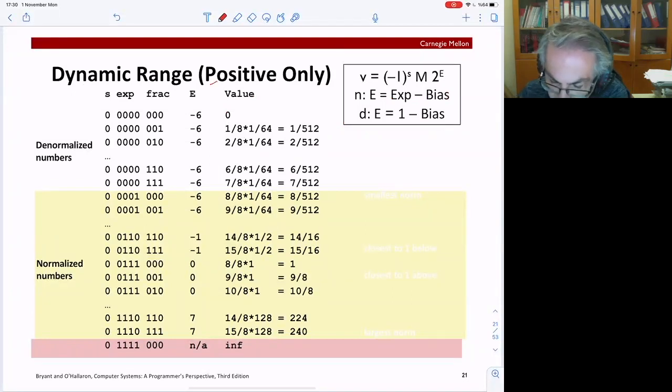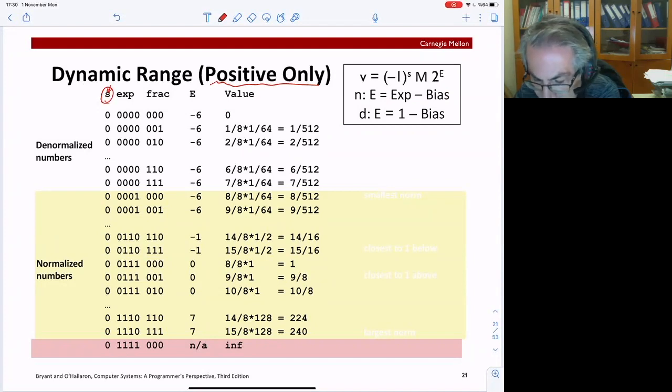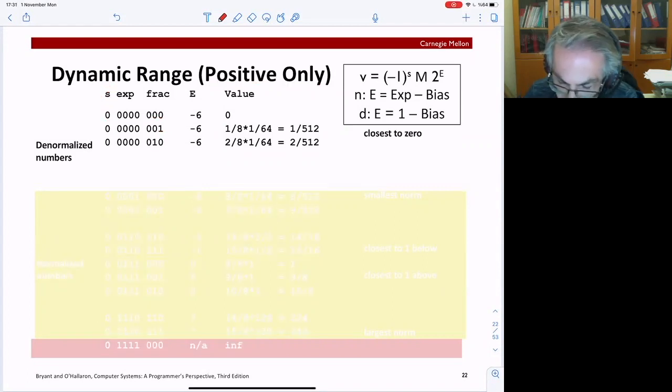For this example, I'm just focusing on the positive part. So the S bit is always 0, but if S is 1, you just get the negative numbers. There's nothing fancy about it. Now let's see how these numbers are represented. We go from all zeros, incrementing by 1 each time, and so on. So we start from 0, 0, 0, 0.